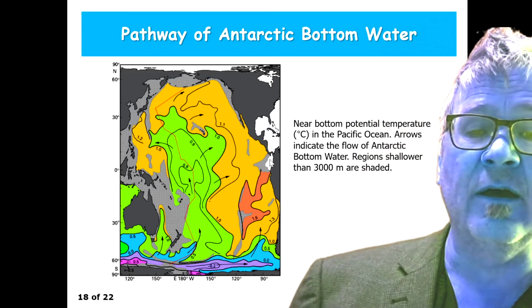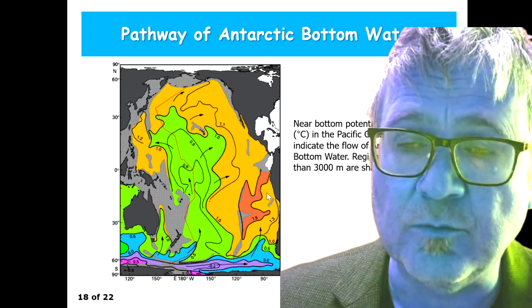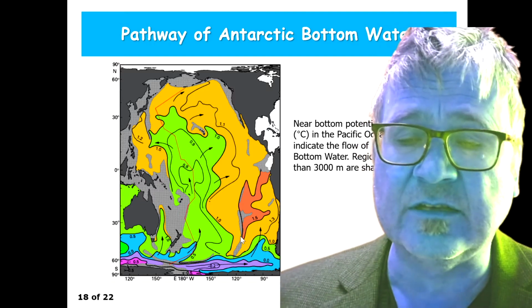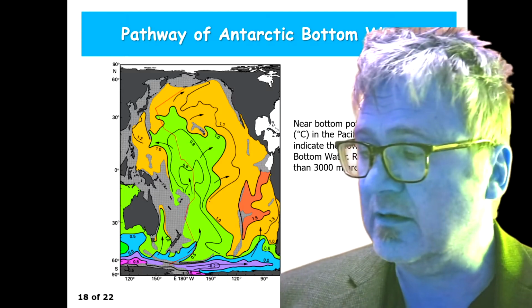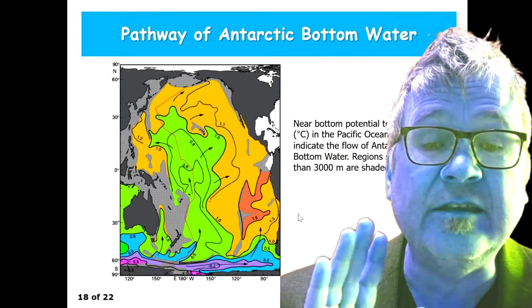What's also shown here are the regions shallower than 3,000 meters, so-called ridge systems that I referred to before at the beginning of this lecture. And you can see that there's sort of a separation of the circulation. Okay, let's have a look at the intermediate water.